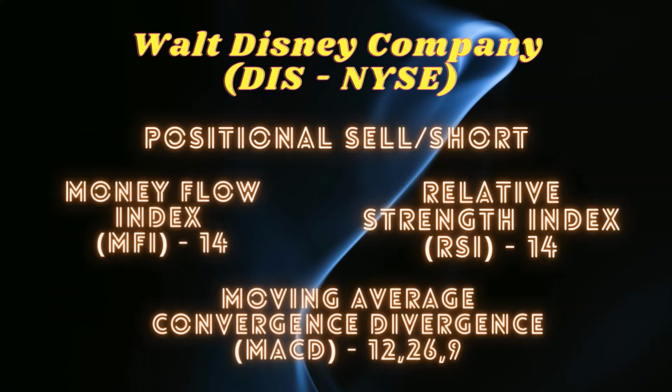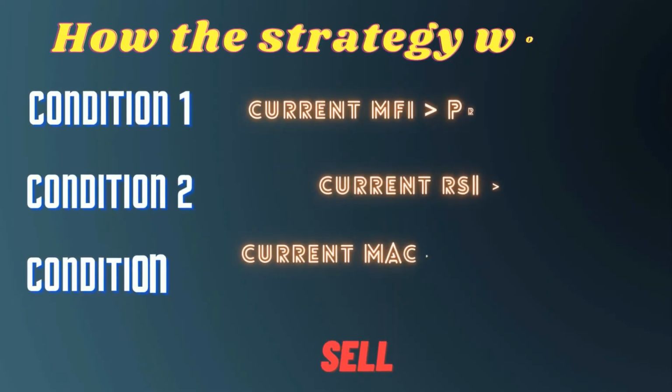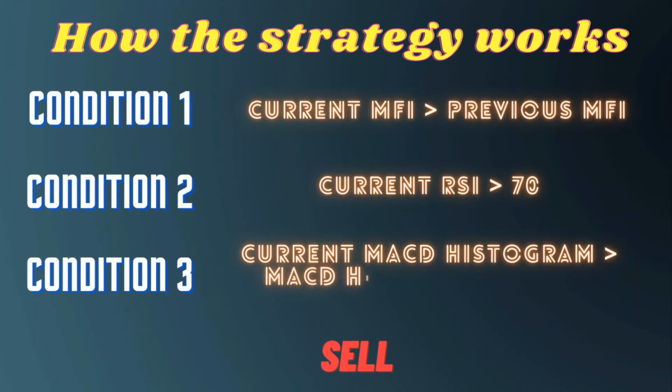The first one is money flow index, MFI, 14 period. We will also make use of RSI, 14 period, and the moving average convergence divergence, popularly known as MACD. We'll keep the default settings, which is 12, 26, and 9. The strategy conditions are pretty simple and just 3 of them.